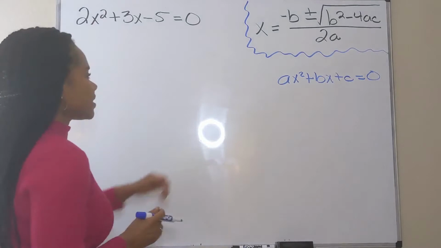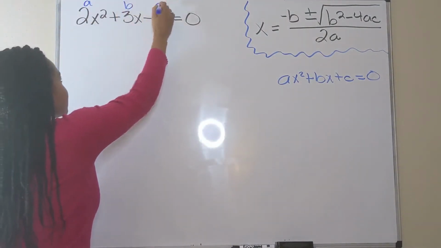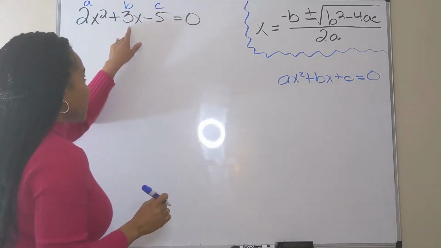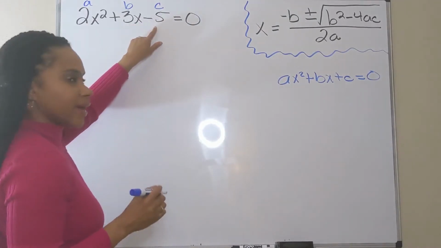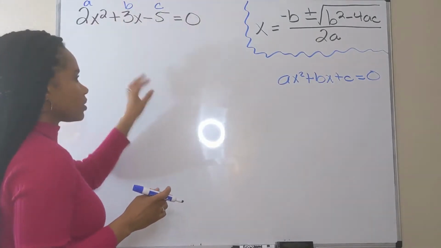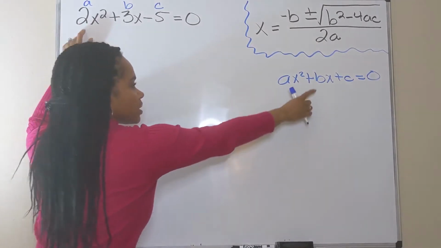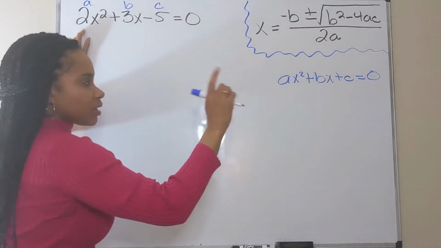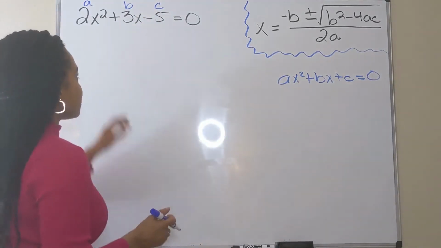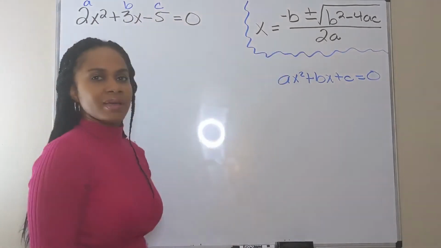All right, so let's go ahead and just label it A, B, and C. So A has to be in front of your x squared term. B has to be in front of your x term, and C has to be your constant. So that is how you label it. So even if this were out of order, again, A has to be in front of the squared term, B in front of the x, and C is the number by itself or the constant. All right. So now we're just going to take the numbers 2, 3, and negative 5 and plug it into this formula.